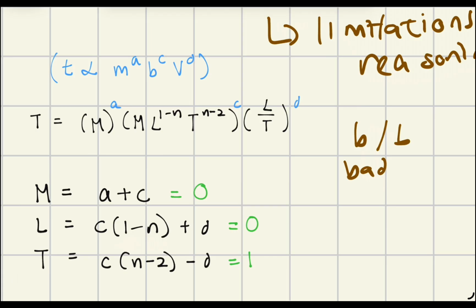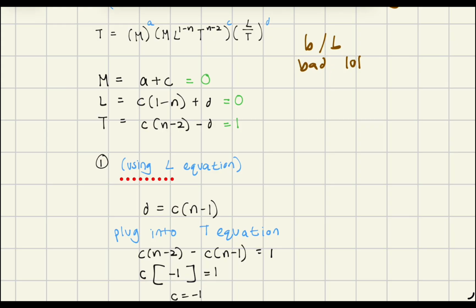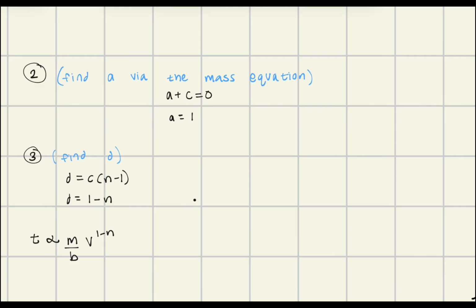And for the m, we have a plus c equals 0. For the L, we have c times 1 minus n plus d equals 0. And then for t, we have c times n minus 2 minus d equals 1. So now I'm just going to show you all the steps. These are just systems of equations, so if you need to, just look over these. We get that. So then we end with the time is proportional to m over b times v to the power of 1 minus n.